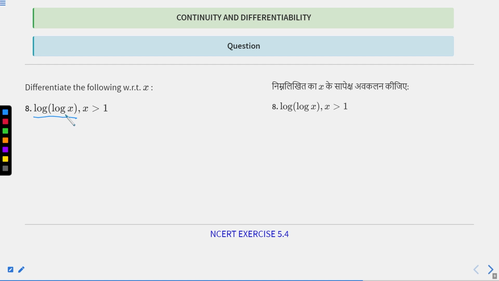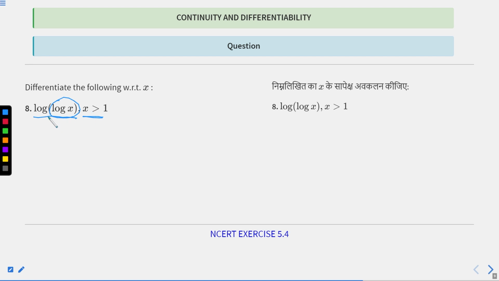Now the domain of log is the range of the exponential function, and the range of log is the domain of the exponential function. What this means is the domain for log is positive numbers, and the range is any real number. Okay, clear?